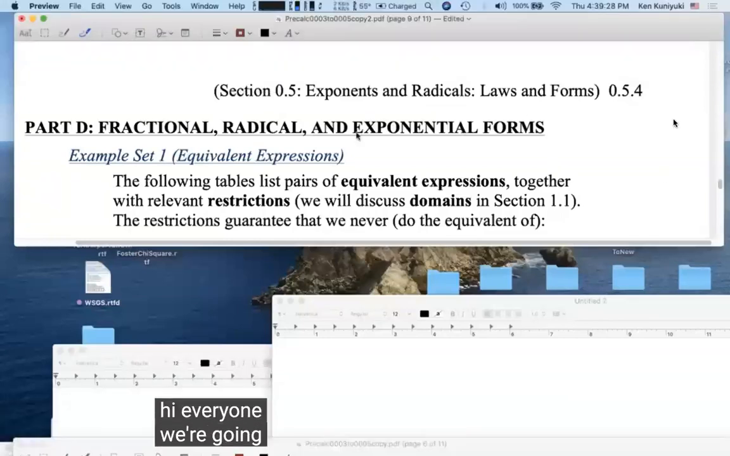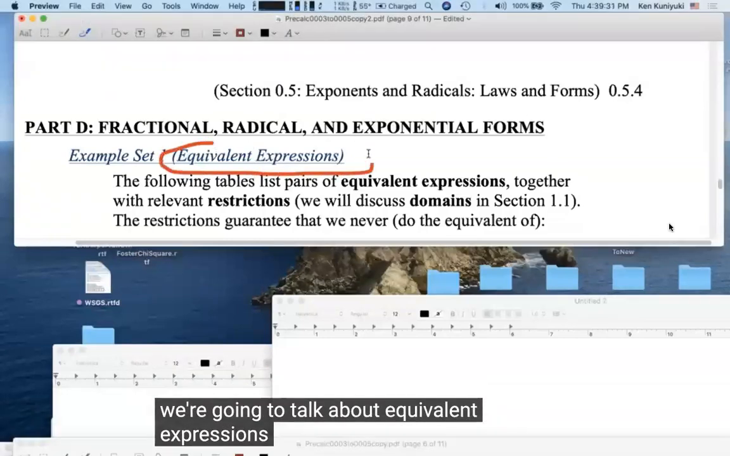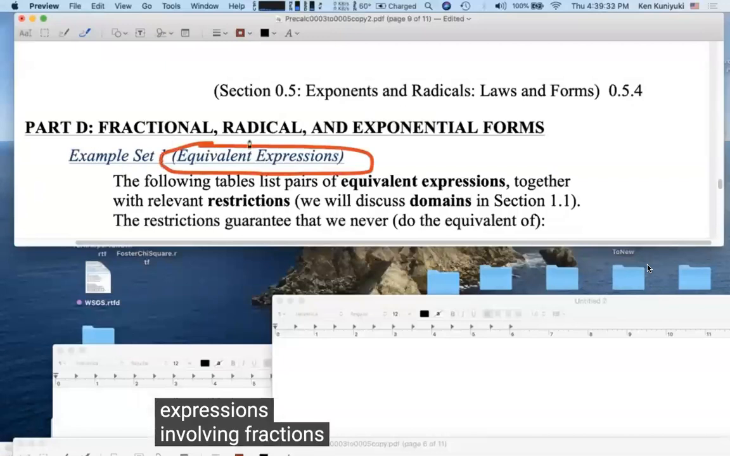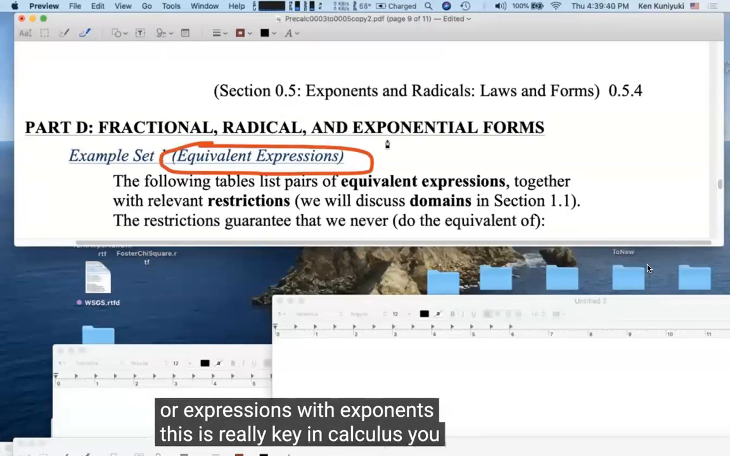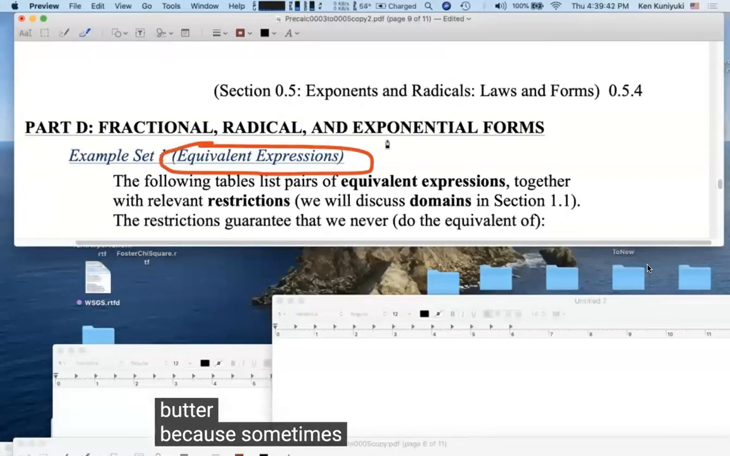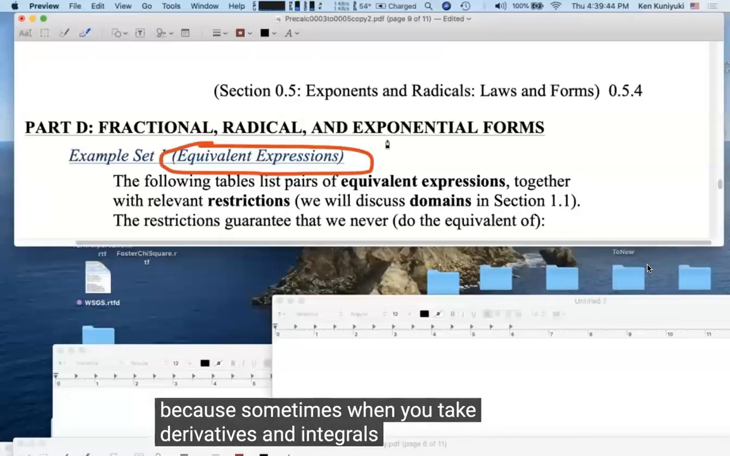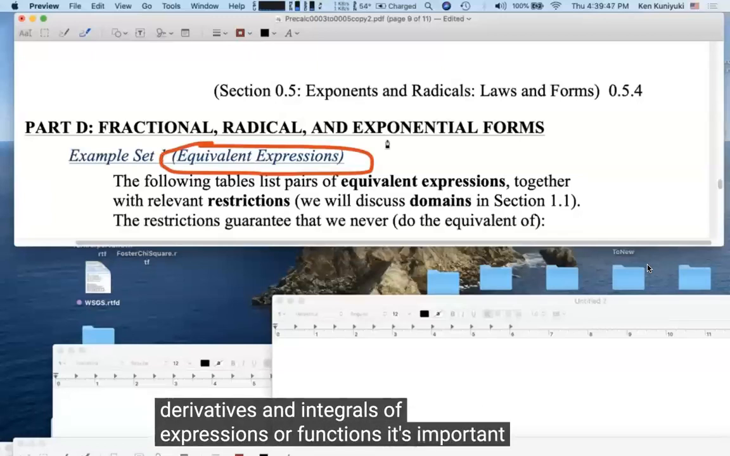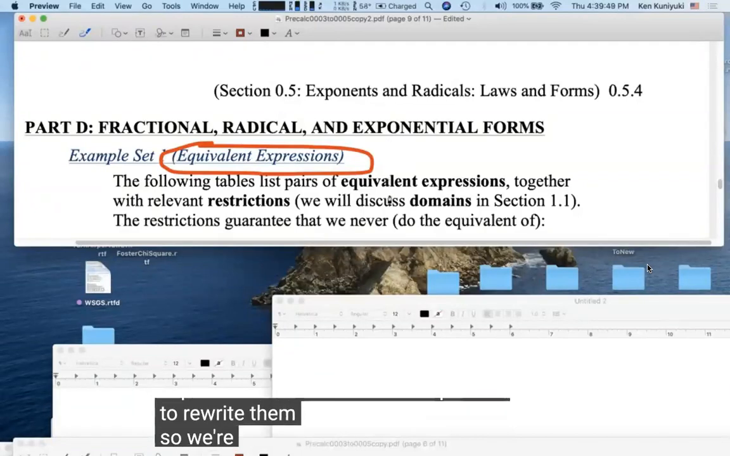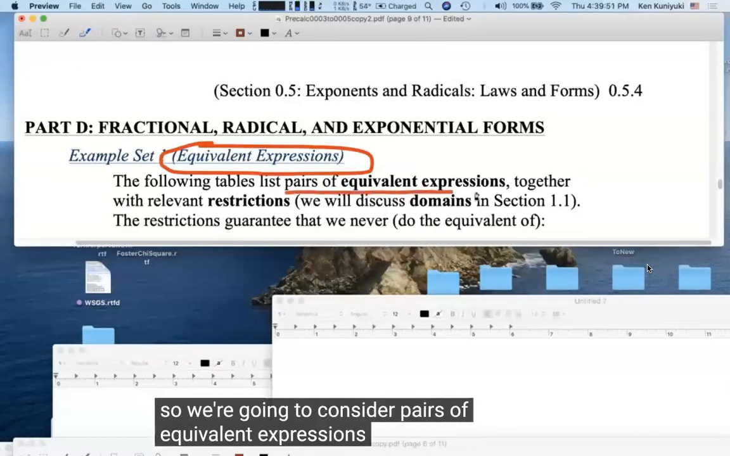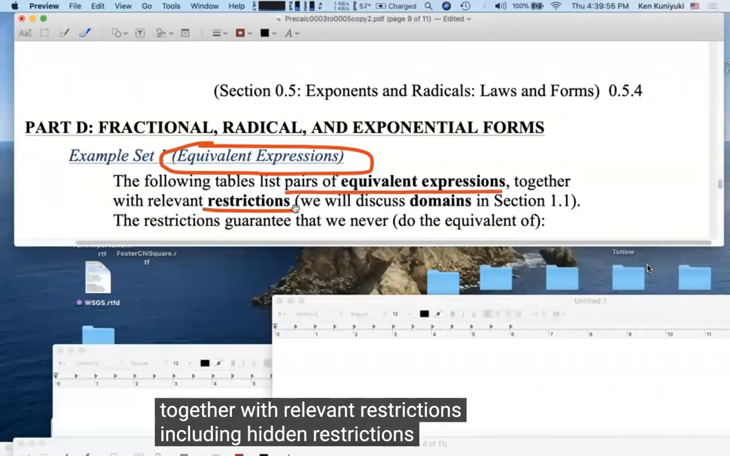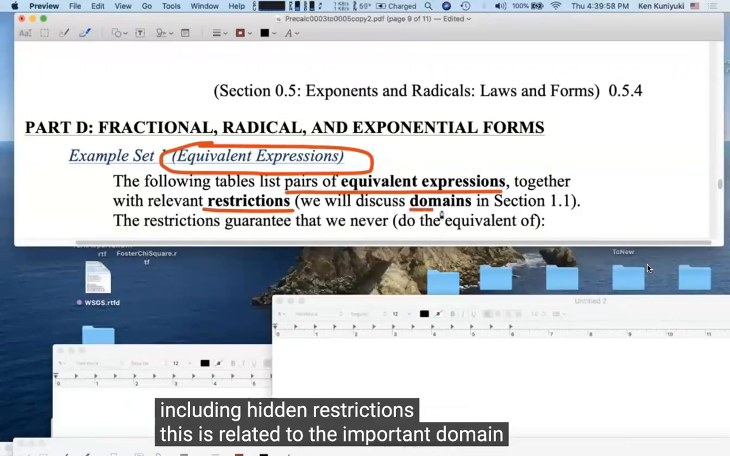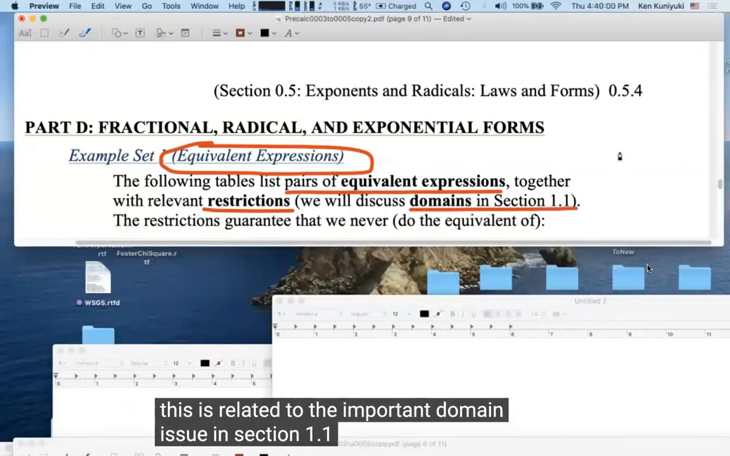Hi, everyone. We're going to talk about equivalent expressions involving fractions, radicals, and powers, or expressions with exponents. This is really key in calculus. You have to know this. It's your bread and butter. Because sometimes when you take derivatives and integrals of expressions or functions, it's important to rewrite them. So we're going to consider pairs of equivalent expressions together with relevant restrictions, including hidden restrictions. This is related to the important domain issue in section 1.1.